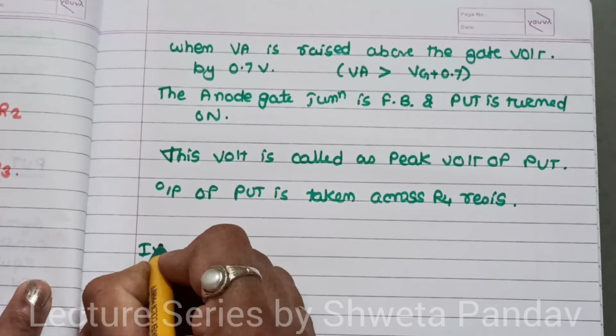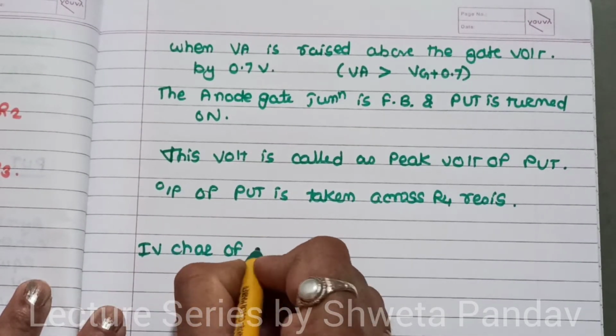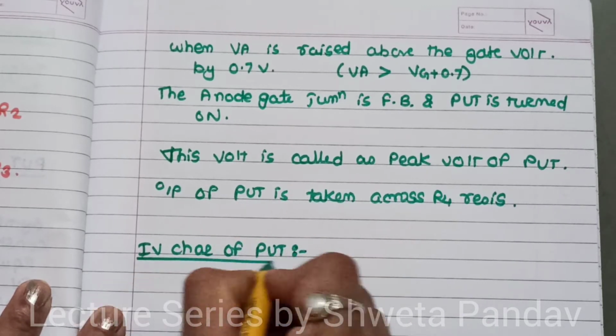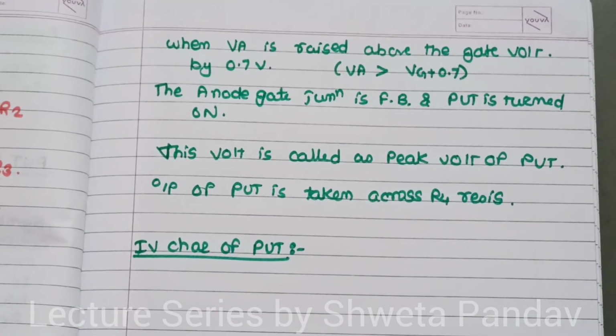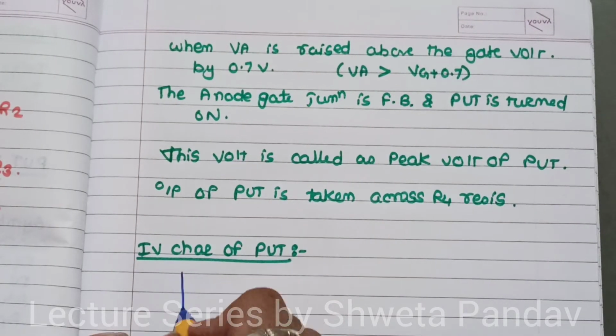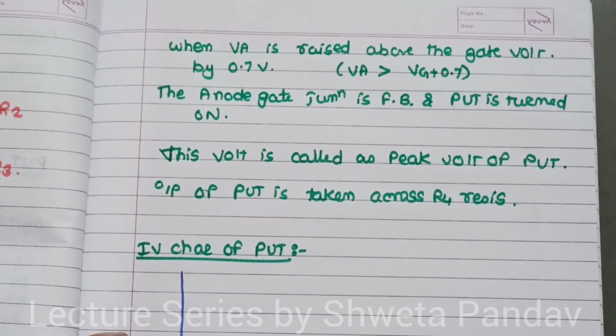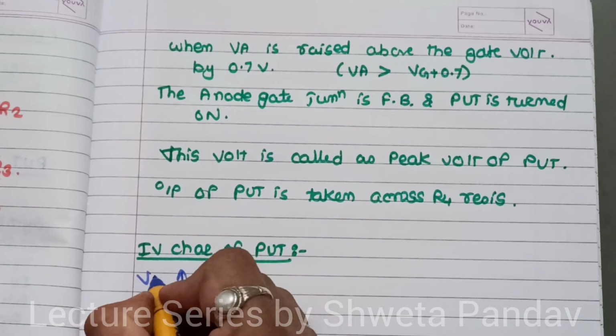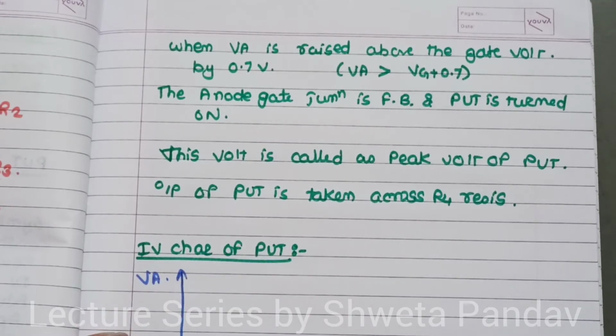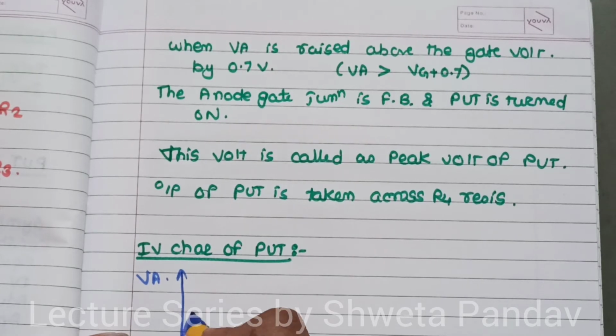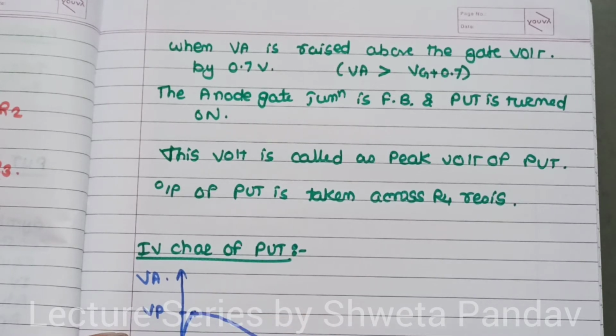Now let us draw the IV characteristic of PUT. IV characteristic of PUT remains same as that of the UJT. Here we are taking anode voltage on y-axis and anode current on x-axis. Initially the voltage across the PUT is small. After crossing the peak voltage, it starts decreasing. This region is called as negative resistance region, and after that it will go in the saturation region.